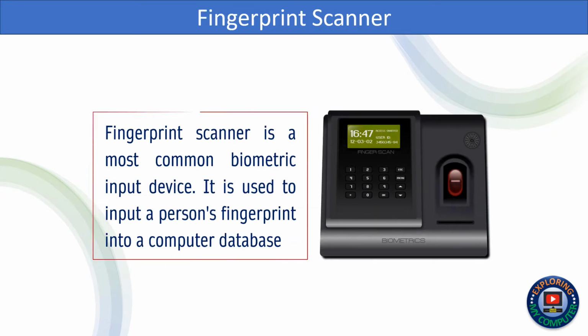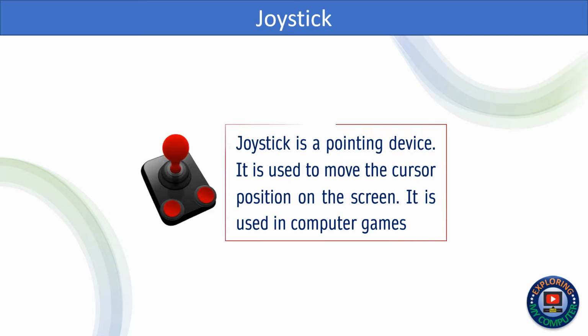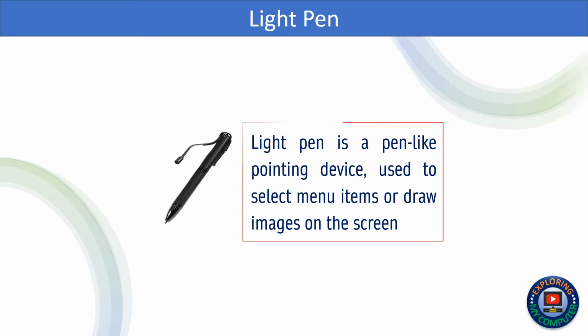A fingerprint scanner is the most common biometric input device. It is used to input a person's fingerprint into a computer database. A joystick is a pointing device. It is used to move the cursor position on the screen. It is used in computer games. A light pen is a pen-like pointing device used to select menu items or draw images on the screen.